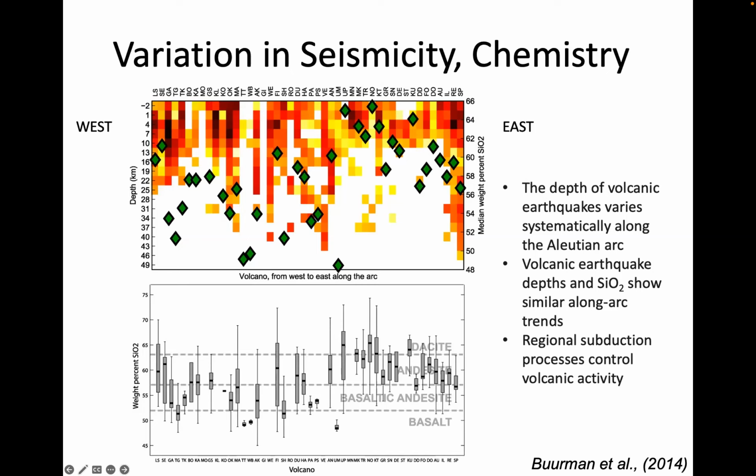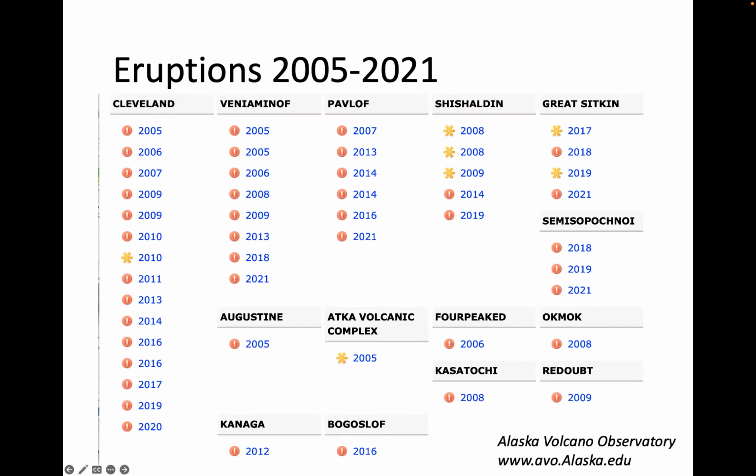There are other elements of chemistry that also show systematic along-arc trends. And Berman et al. concluded that regional subduction processes control volcanic activity. So this could be a variation in the magma productivity at depth, or it could also be a variation in how much magma makes it up through the crust, which depends on the state of stress.